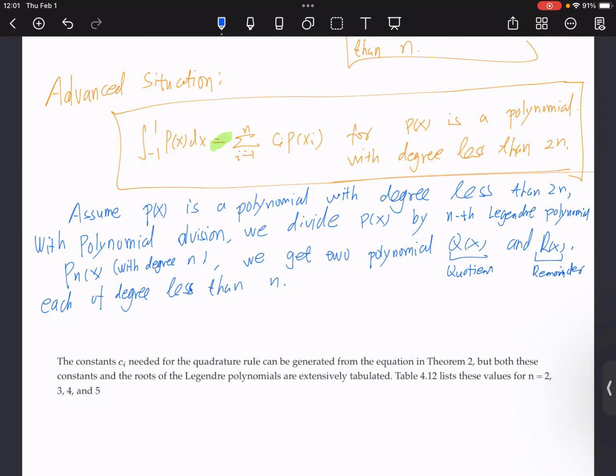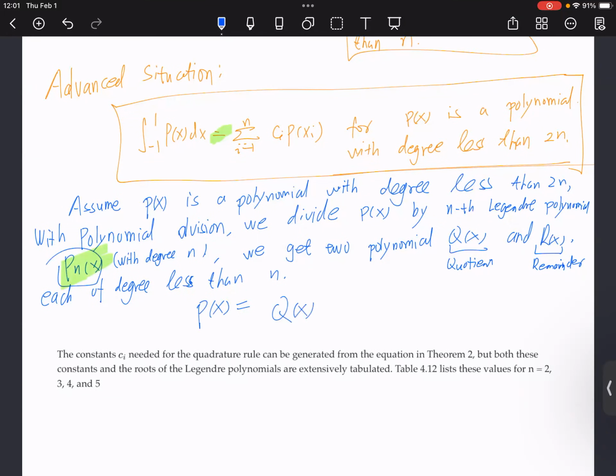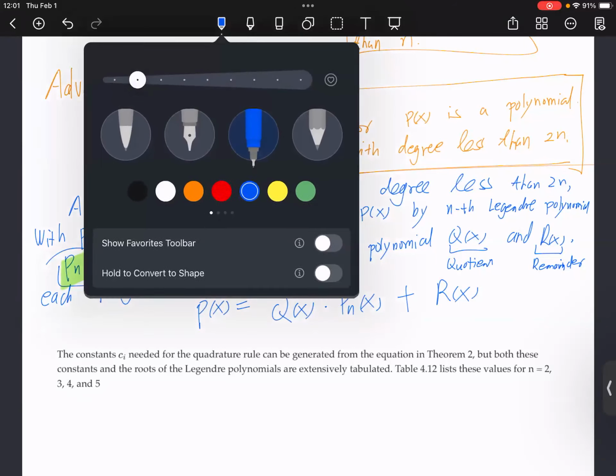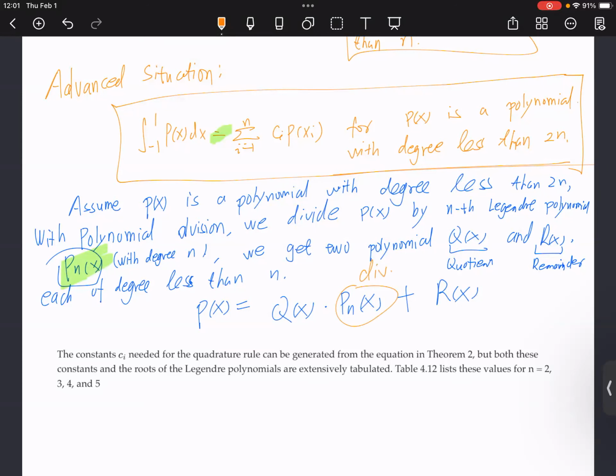So next, let's take a look at what we can rewrite p(x) into, because we are investigating p(x), right? The p(x) here could be rewritten using p_n(x). We get the quotient, and p_n(x) is just the divisor. We can rewrite it as the quotient q(x) times p_n(x), plus the remainder r(x). And don't forget that we say this one is the divisor. And from the long division, we require that the degree of the remainder is less than the divisor.